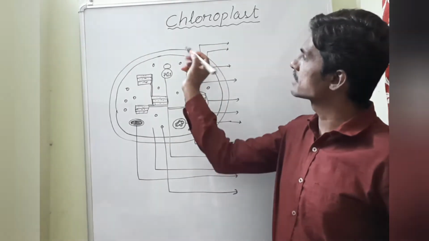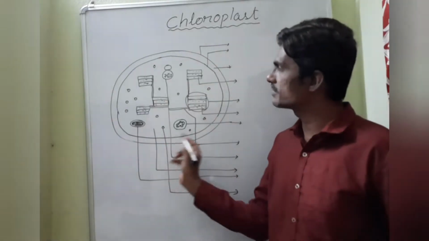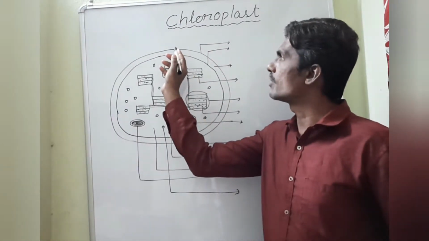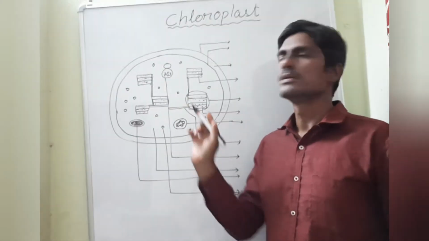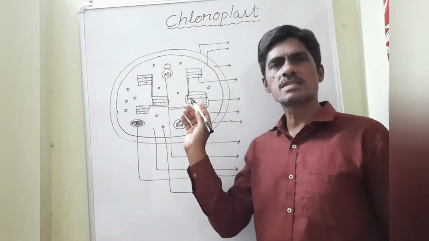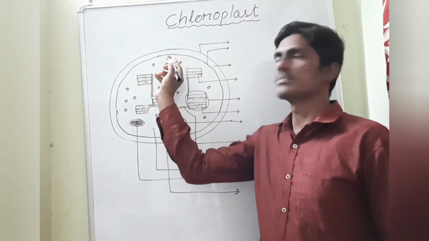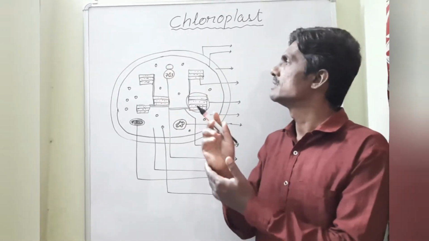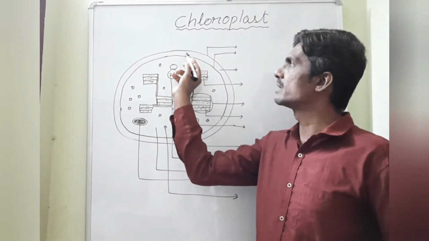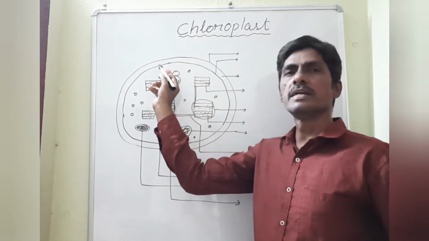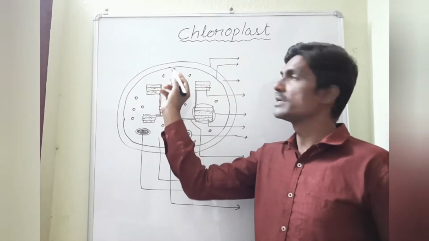So first of all, see that this is chloroplast. It consists of a double membrane structure. This is the outer membrane. This is the inner membrane. So the outer membrane is less permeable than the inner membrane. So remember these points. Between these two membranes, the middle gap is there. This is called the intermembrane space between the two membranes.